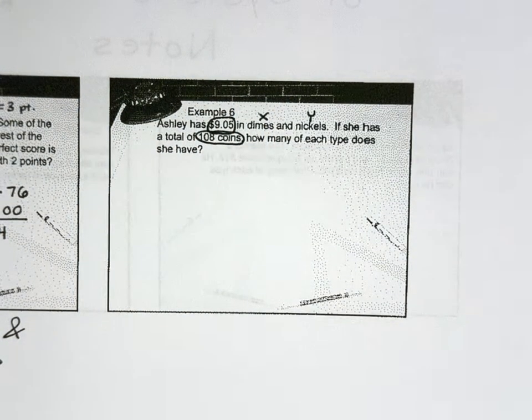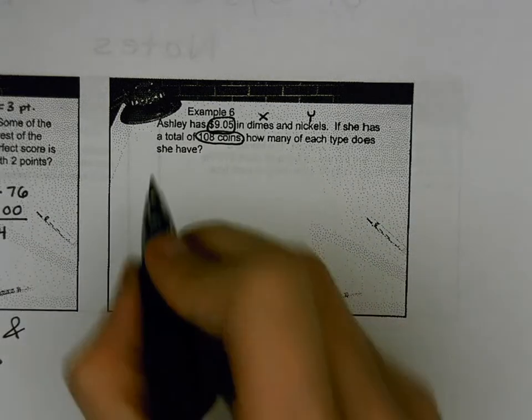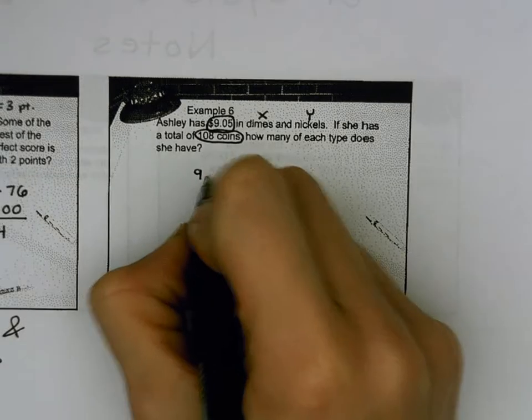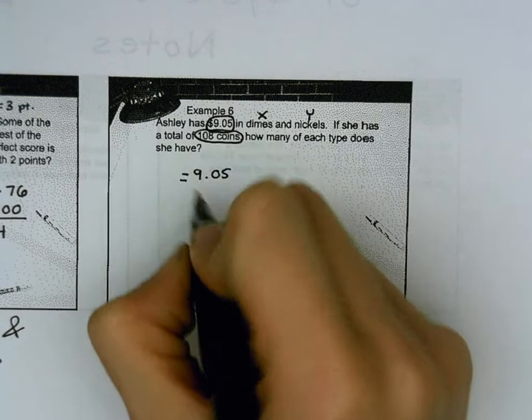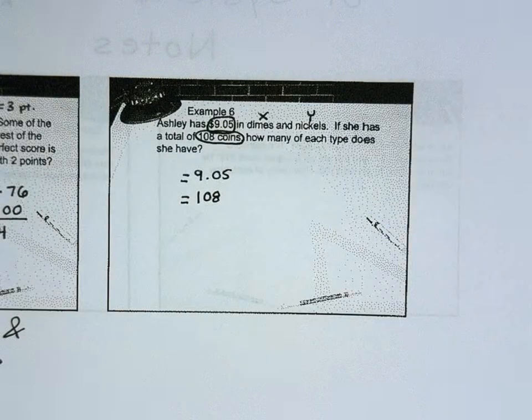I'll go ahead and call them X and Y. X for dimes, Y for nickels. But the dimes and nickels are not specifically related, and so I'm going to be setting up two standard forms. We have our $9.05 equation and our 108 coins equation. Okay, so what are the two equations going to be?